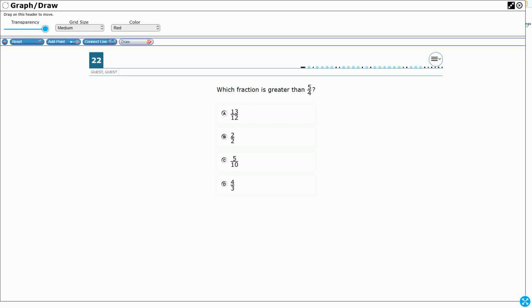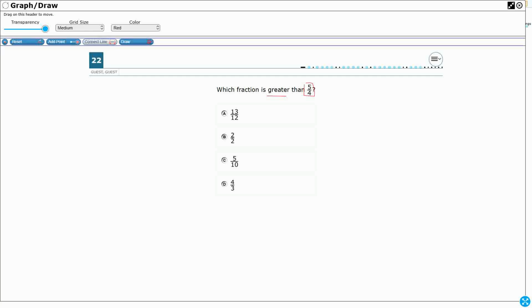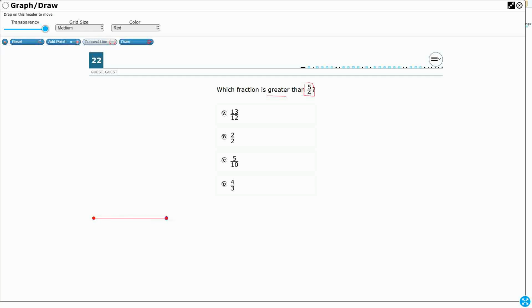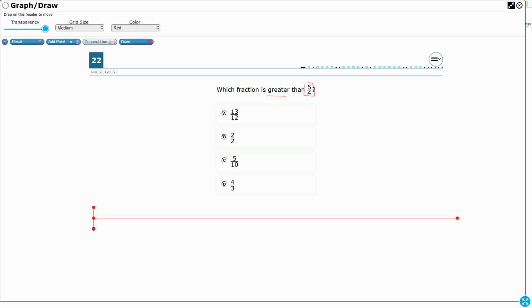All right, so we need to find a fraction that is greater than 5/4. So this is what I want to do to kind of show us this. I'm going to draw just a line down here. This is going to represent a number line. Let's make this 0. And let's make this 1.